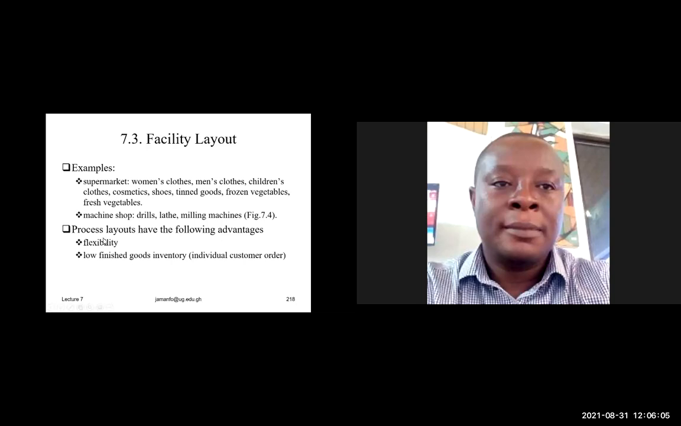Now, a process layout or a functional layout would have the following advantages. Flexibility. If I walk into Melcom, a supermarket, it will have this functional layout. I don't have to go through all the aisles to locate what I'm looking for. All I need to do is to know the family of products where the item I want to buy is.